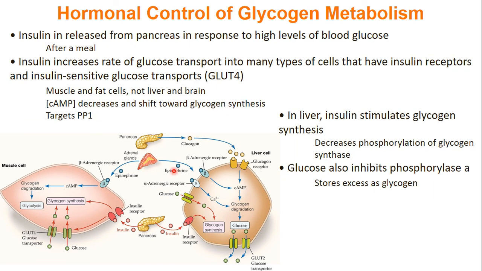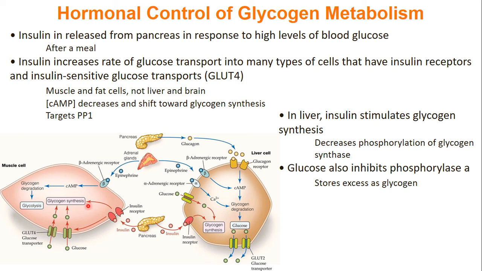Now, insulin is released if you have high levels of blood glucose, for example, after a meal. And insulin will increase the rate at which glucose is transported into many different types of cells that have insulin receptors or insulin-sensitive glucose transport, such as GLUT4. So insulin's released, and it can go to muscle and fat cells that have the GLUT4. Liver and brain don't have the GLUT4. So what happens is that it will bind to the insulin receptor on the muscle. That will turn on GLUT4.